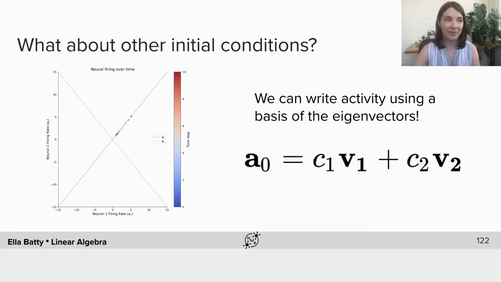So this is way back from tutorial 1. Hopefully you still remember. So we can write the activity at time point 0 as a linear combination, again, something from tutorial 1, of the two eigenvectors. And so this is true of any initial condition we pick. Anywhere in this space, we could write it as some scalar times the first eigenvector plus some scalar times the second eigenvector.